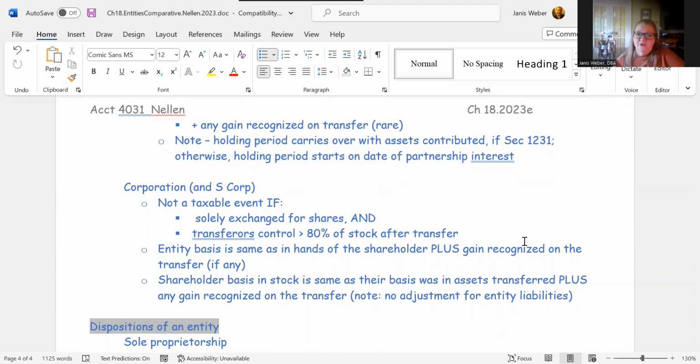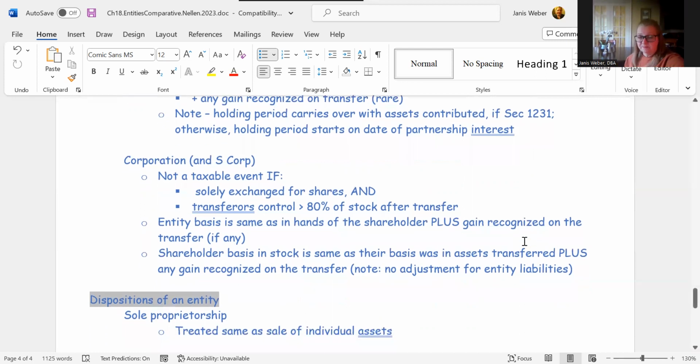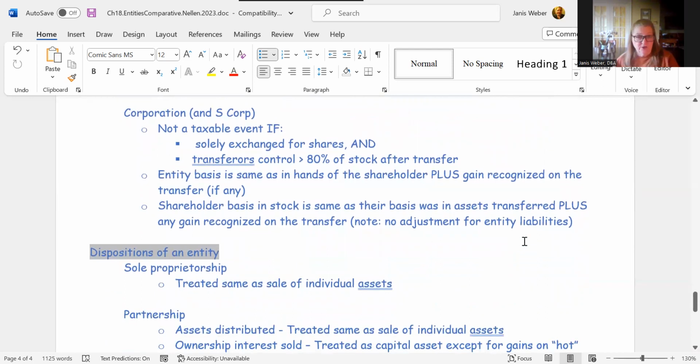And then another thing to note is the holding period carries over with the assets contributed. If it's section 1231, which means business assets, if it's a business that's operating and you move those assets into a partnership, then the holding period is still going to be whatever your beginning holding period was the day you walked in there. That's going to carry over to the partnership. But if it's not a 1231 or business asset, then the holding period would start the day your partnership interest started.